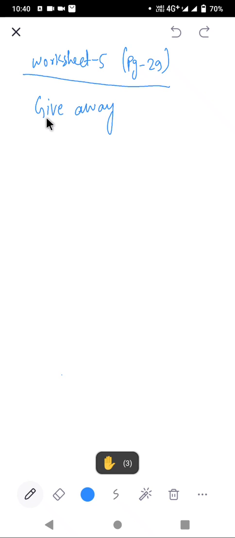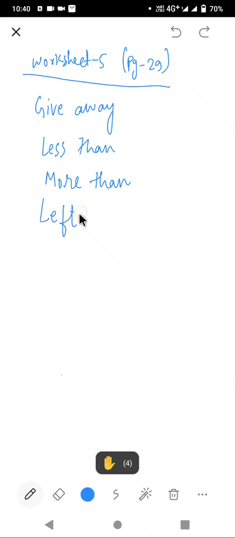Like give away, less than, more than, left, remaining. So such type of words, if we find in any question, then we need to perform subtraction there. Okay, understood students? So now let's see question number 1.